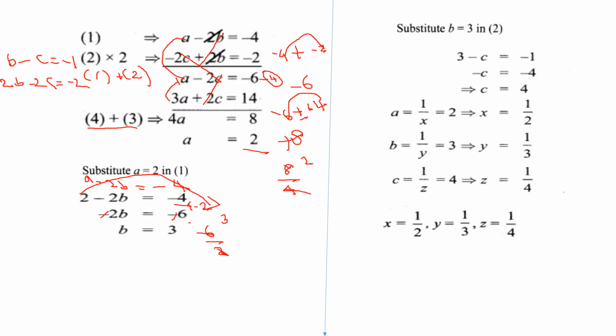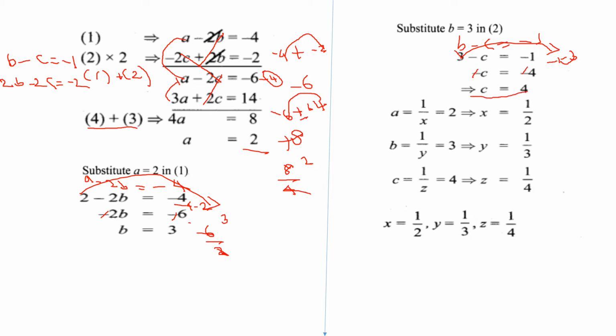So substitute b equal to 3 in the second equation. What is that? b minus c equal to minus 1. Our b is 3, so 3 minus c equal to minus 1. That 3 will go to the right hand side as minus 3. So minus 1 minus 3: add and put the same sign. So minus 4. Both sides have minus, so we can cancel. Therefore c equal to 4.